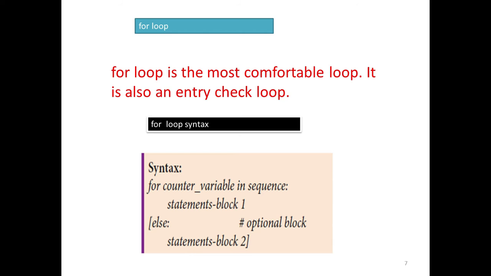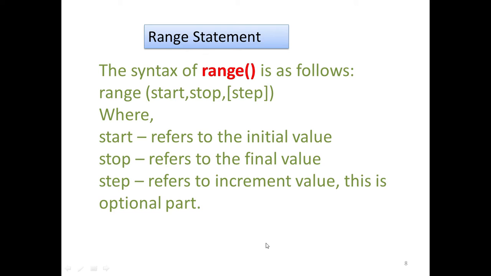Okay, then next, the for loop. The for loop is the most comfortable loop. It is used as an entry check loop. The syntax is: for counter variable in sequence, statement block 1, else optional, statement block 2. The next one, the range statement, is a three mark question. Explain range statement. The syntax of range is as follows: range(start, stop, step). Start is the initial value, stop is the final value, step is the increment value.